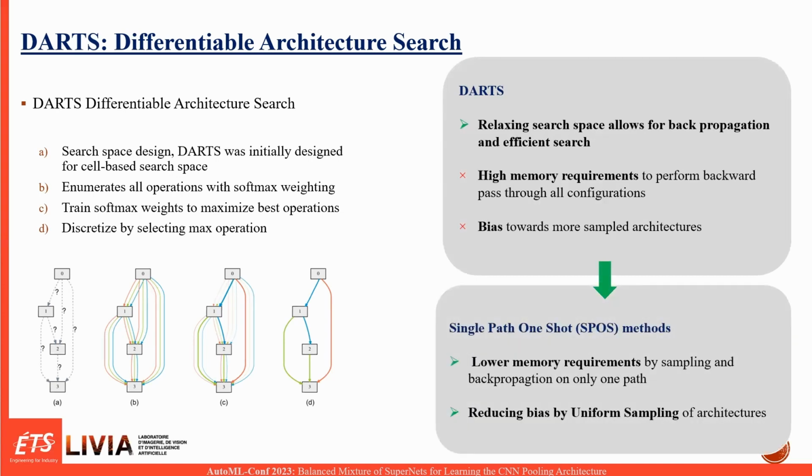Another influential work is the single path one-shot or SPOS method, and it has the benefit of lower memory requirements because it only samples one path and performs backpropagation through it. And also because it performs uniform sampling on architectures, it reduces the bias.